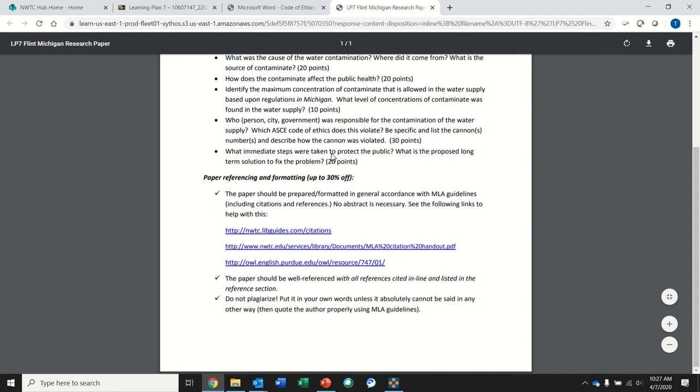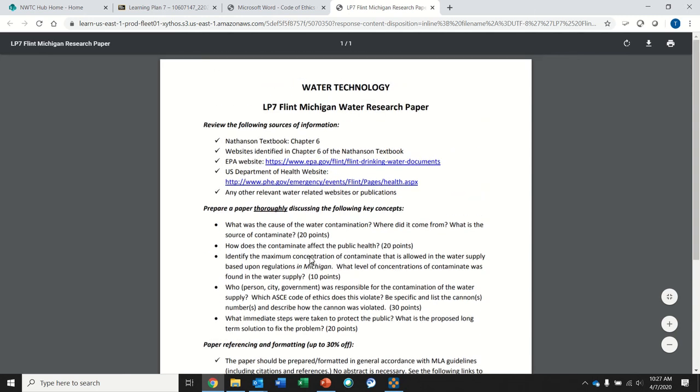All right. Paper referencing and formatting. The paper should be prepared and formatted in general accordance with MLA guidelines, including citations and references. No abstract is necessary. See the following links to help with this. Okay, so if you look here, go to the library, it tells you. Papers should be well referenced with all references cited inline and listed in the reference section. Do not plagiarize. Put it in your own words unless it absolutely cannot be said in any other way. Then quote the author properly using MLA. I don't care whether you use MLA or whichever one, as long as it's referenced properly. Okay, so that's the paper.